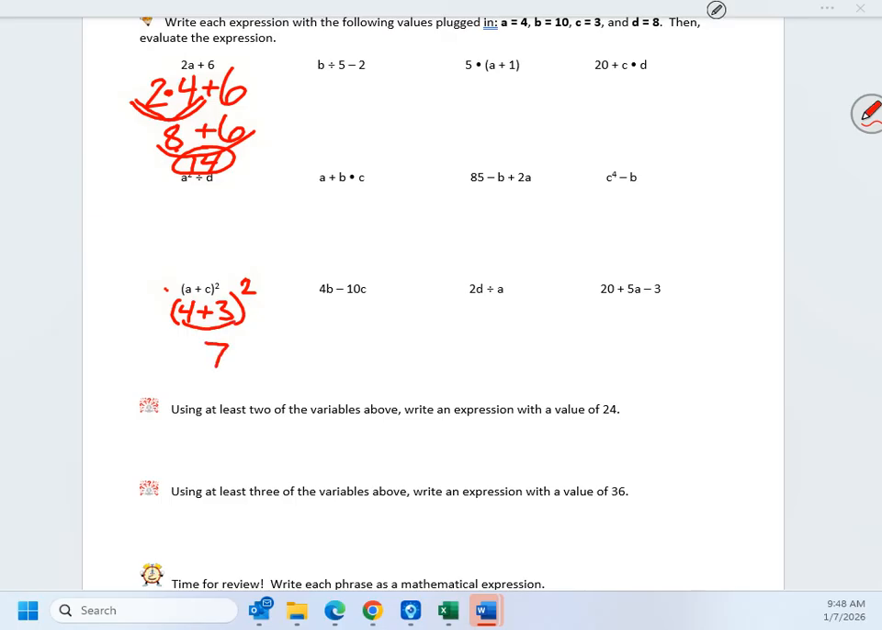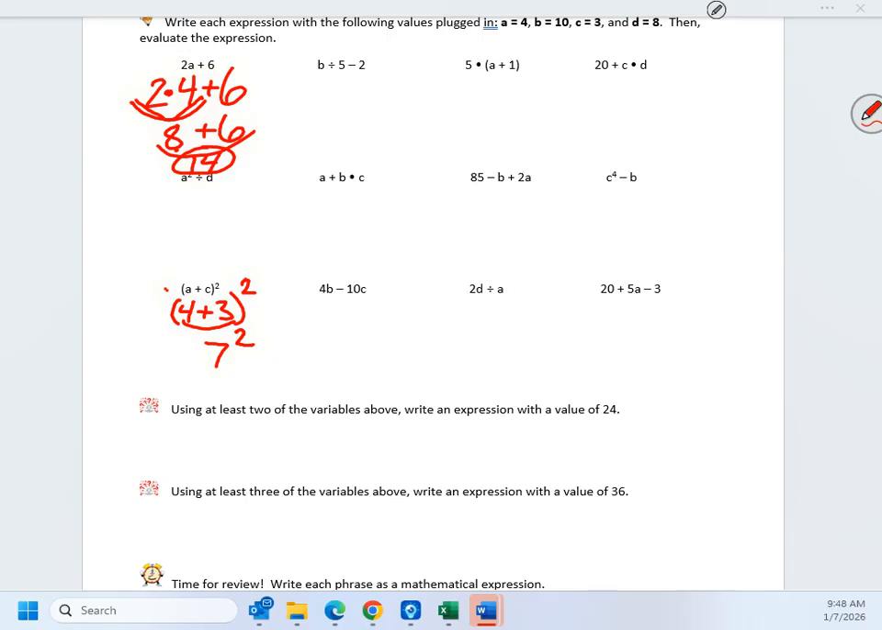Do I need to keep the parentheses? No, because I've already done the work inside the parentheses. I do have to bring down my exponent of 2. What does it mean when I say 7 squared?